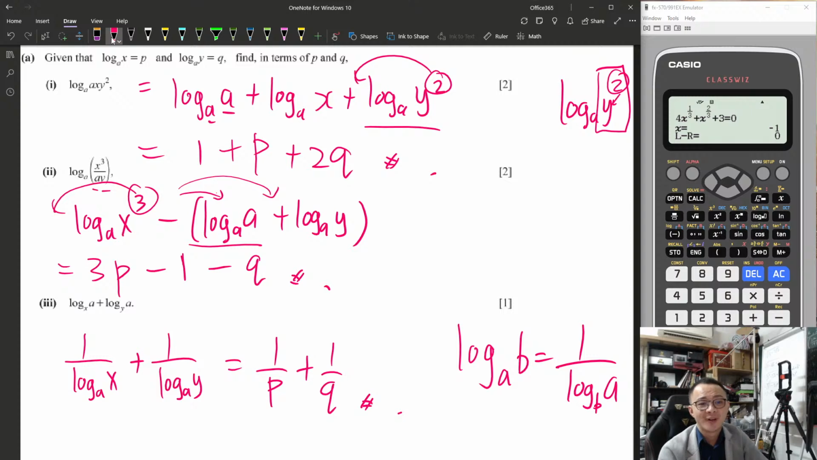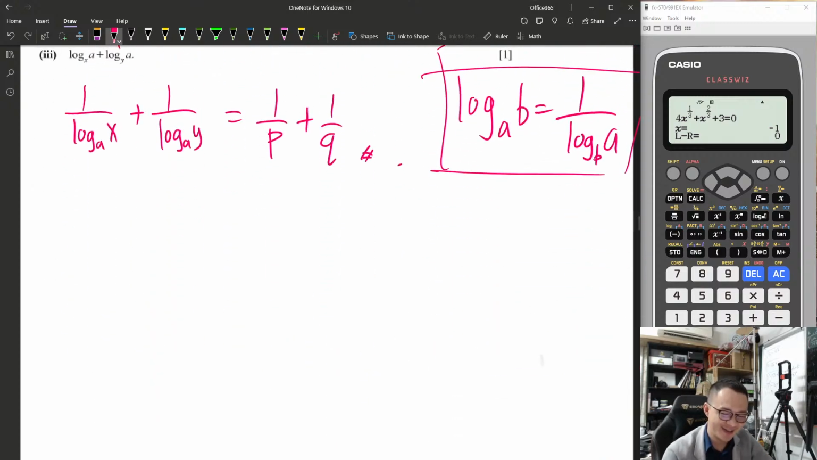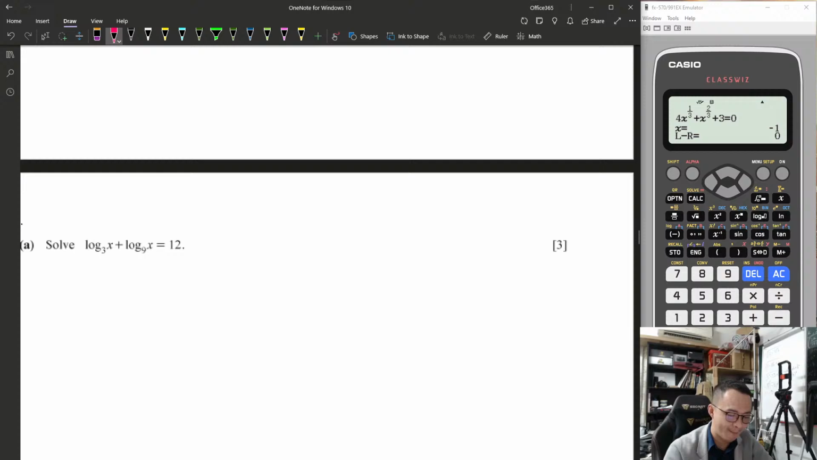Done. Okay, this is the formula for change base. Definitely we have 2 change base formulas, depending on which situation. In this situation, I just use this formula. You can easily score for this 5-mark question for log.